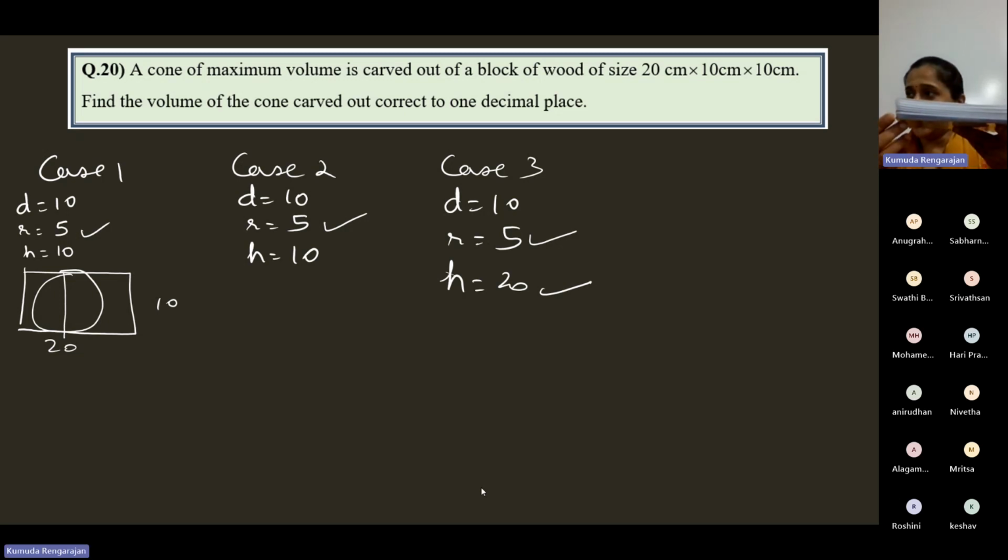Let's see it quickly again. This is 20, length is 20, breadth is 10. Height is also 10. Don't get confused with this notebook. Length is 20, breadth is 10, height is also 10. Now, in how many ways can you pull out a cone? In 3 ways. You can use the top and bottom and pull it out. You can use the front and back and pull it out. You can use this side and pull it out like this.